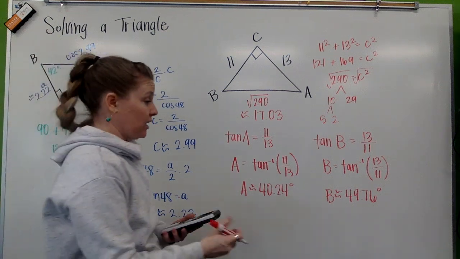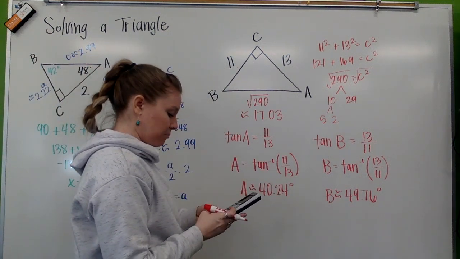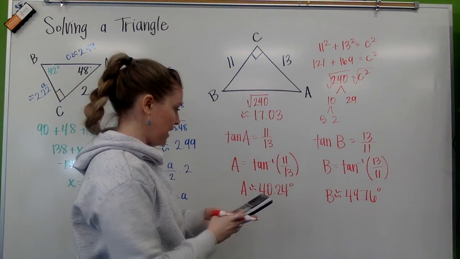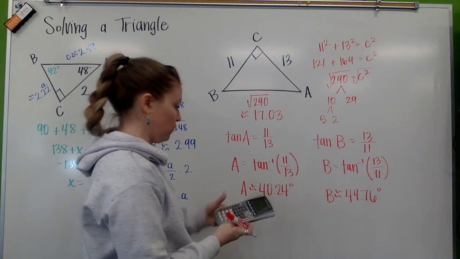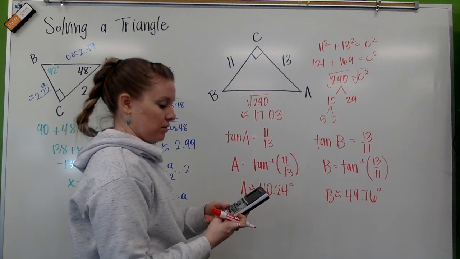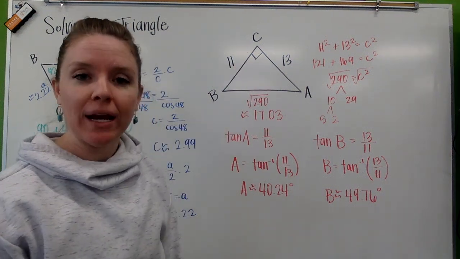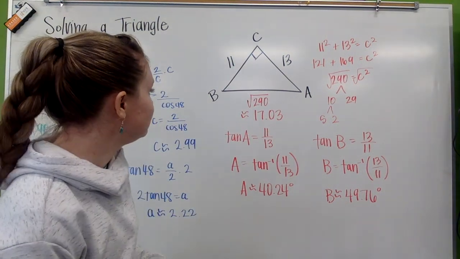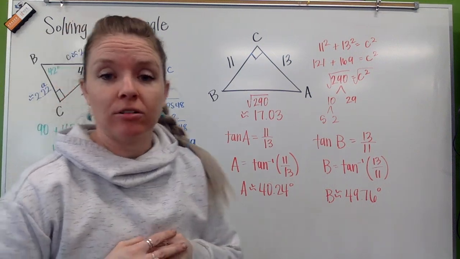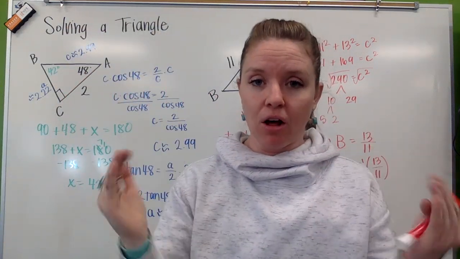And we could check here. I could take my 49.76 and add that to my 40.24. That gives me 90 degrees, plus the 90 I have, that's 180. So I'm good to go. Solving a triangle: you know all three angles and all three sides.